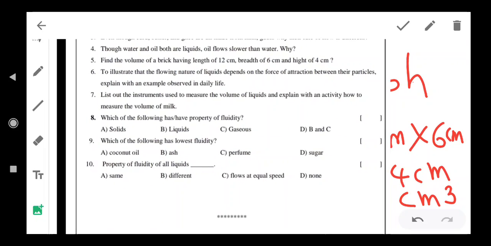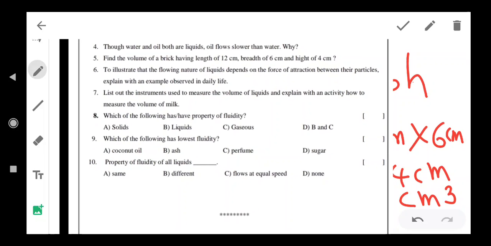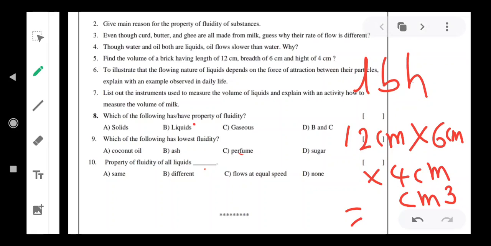Eighth one. Which of the following have the property of fluidity? We already discussed that solids don't have the property of fluidity. Liquids and gases have that property. So B also has the property of fluidity. Gases also have fluidity. So B and C are the answer. So the correct answer is D.